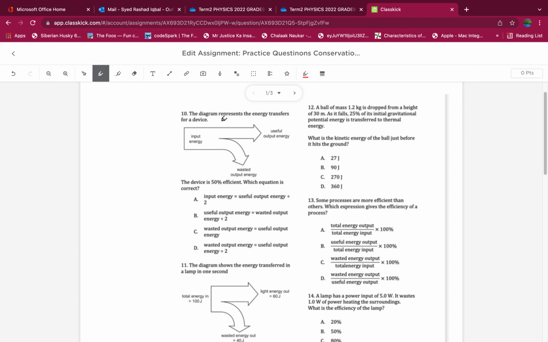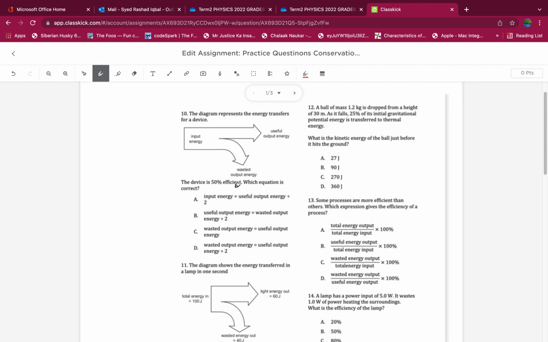The diagram represents the energy transfer for a device. Look, that is the input energy, useful output, and the wasted energy. The device is 50% efficient. 50% efficient means half of the energy is wasted and half is useful. Both are equal, it means.